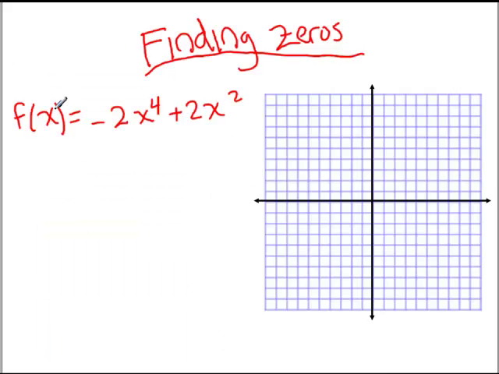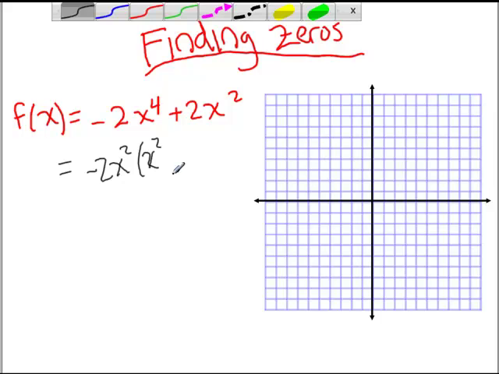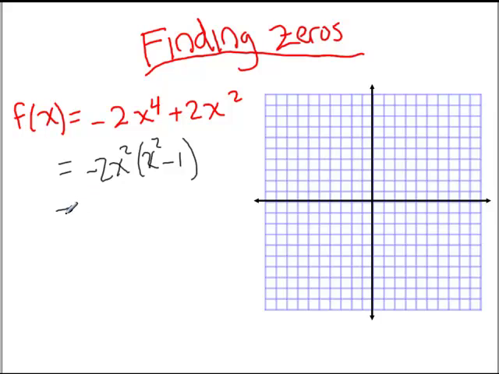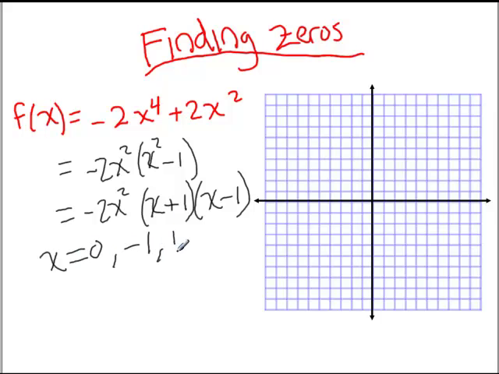So those coefficients can help us understand what the graph will look like. Another thing we can do is find the zeros of a function, basically find the intercepts. How do we do that? In this case, I'm just going to factor out negative 2x squared, which is going to give us negative 2x squared times x squared minus 1. That tells me that one of the zeros is at 0, and this actually factors out to be x plus 1 times x minus 1. So we're going to have zeros when x is 0, negative 1, and 1.